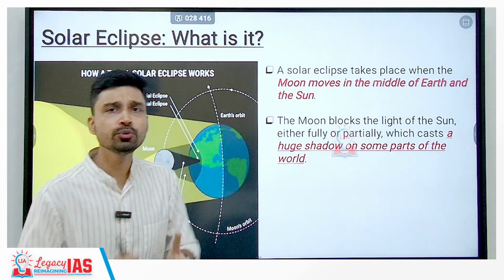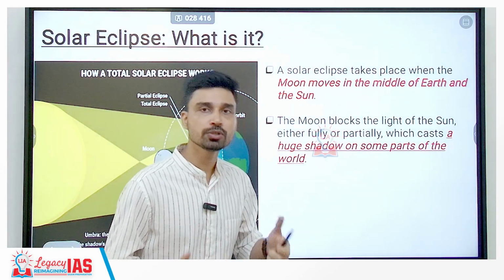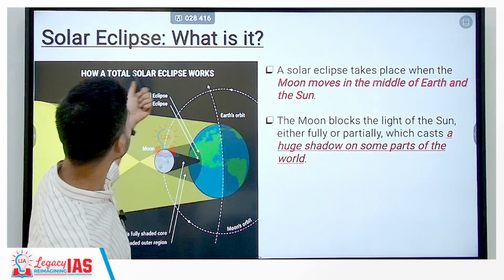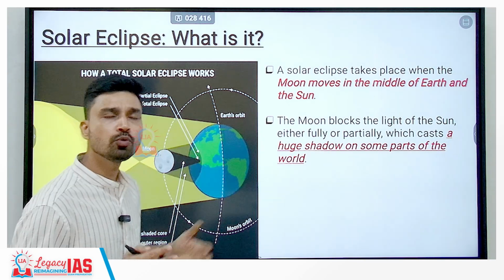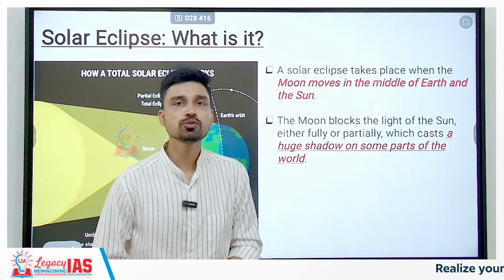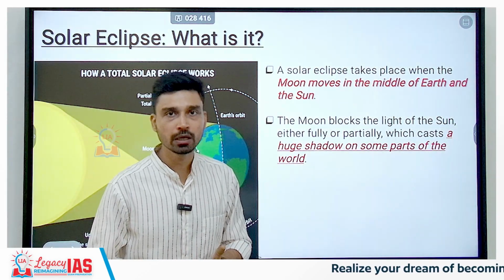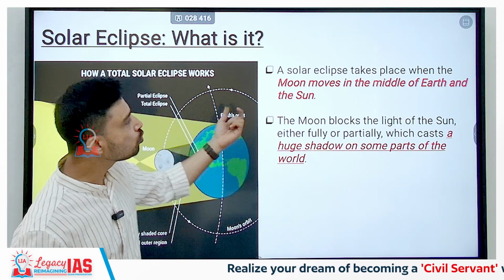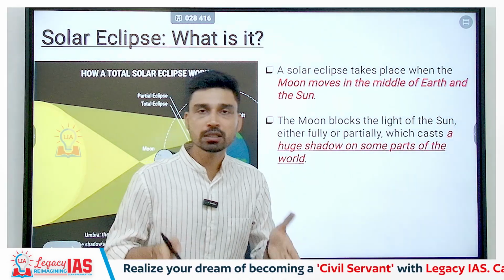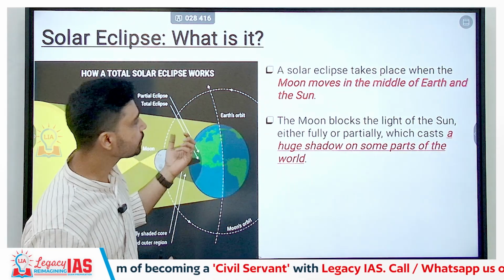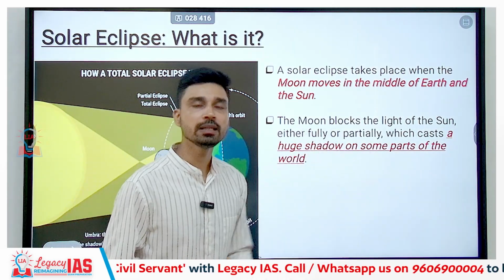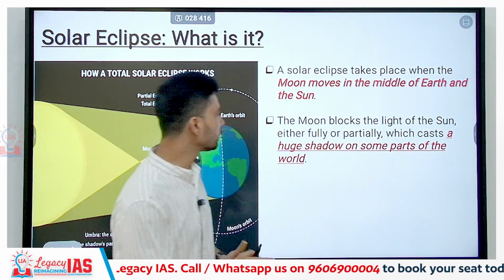So before going into details about what is a total solar eclipse, let us try to understand what a solar eclipse is first. In simple terms, we can define a solar eclipse as a celestial phenomenon which occurs when the moon comes in between the earth and the sun. That is when the moon blocks the light of the sun that is coming toward the earth.